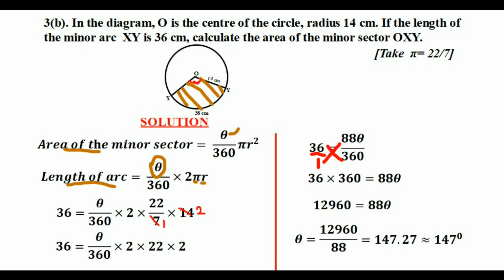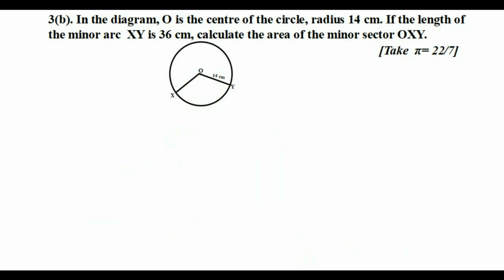Now we've gotten the value of this theta, which is the angle, and then we can substitute this directly into this equation, and then we can easily get the area of the minor sector that the question asks us to find. All right, good. So let's quickly do that and find the area of the sector that the question has us to find. So far we have gotten the value for our theta as 147.